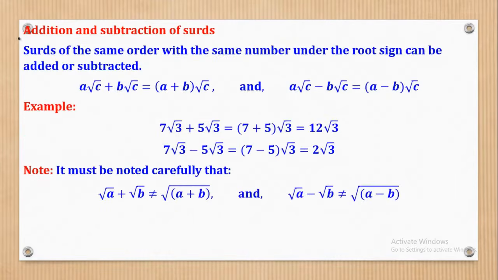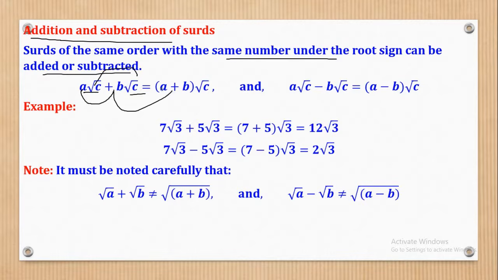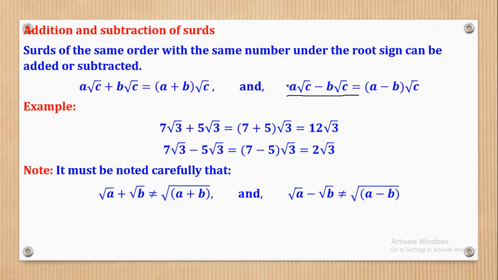Then next we shall go to addition and subtraction of surds. Surds of the same order with the same number under the root sign can be added or subtracted. For example, this and this, we realize that this is root c and also this is root c, meaning that you can add them by saying this plus this gives you that, and root c is maintained. In other words, factorize out root c. Similarly, this minus this implies that these can be subtracted because you have factorized out root c. For example, 7 plus 5 gives you 12. Then 7 minus 2 gives you 5. So that is how you add or subtract surds.